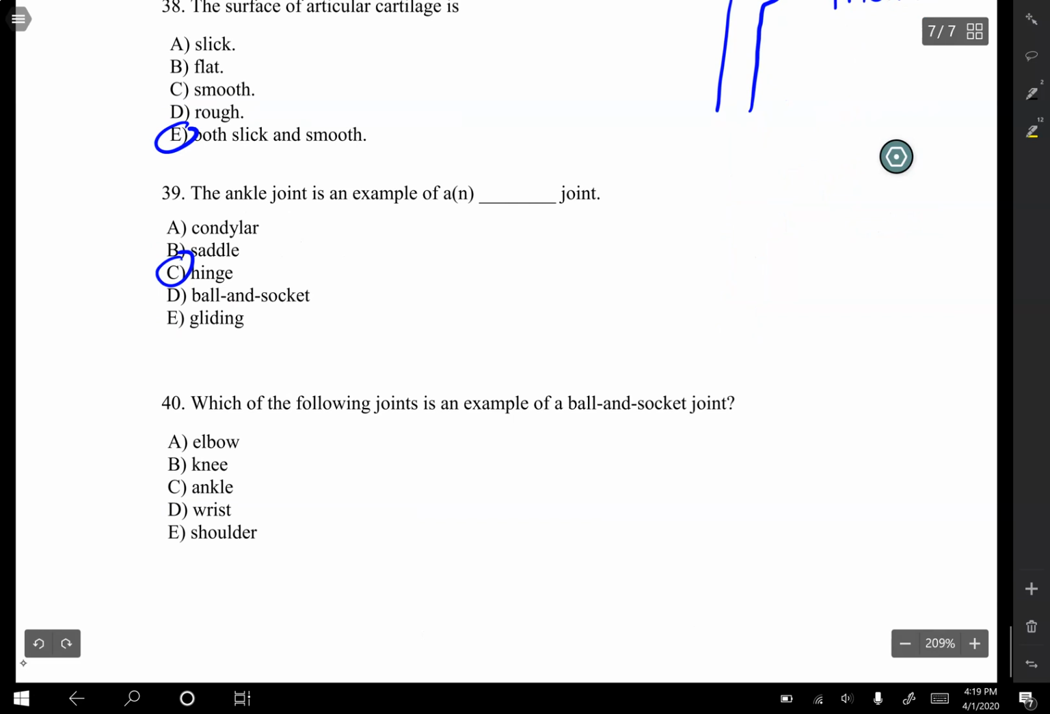And finally, which of the following is an example of a ball and socket, which is your most flexible? Your most flexible is going to be either in your shoulder or your hip, but hip's not a choice. So shoulder it is. So there's your answers.